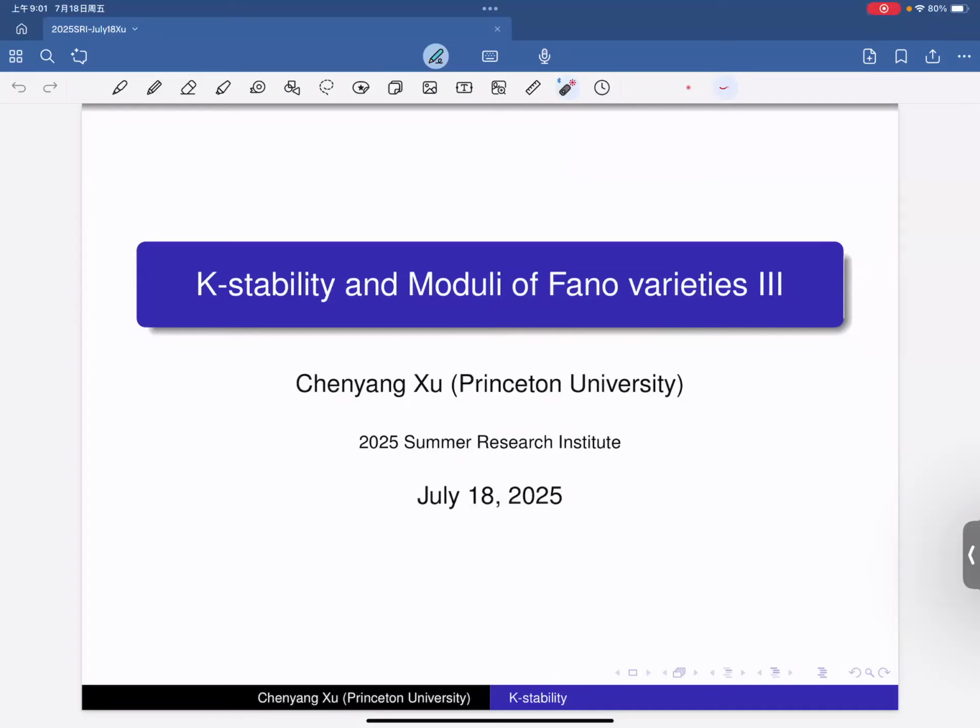So I want to start with some historical remarks. K-stability was a notion available to algebraic geometers maybe around the early 2000s. But as you probably see, just from the definition, it's really not clear how to use it to construct a moduli space.